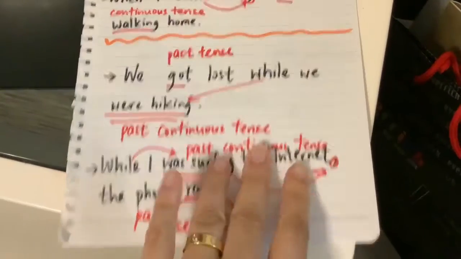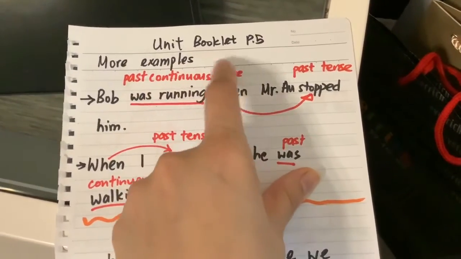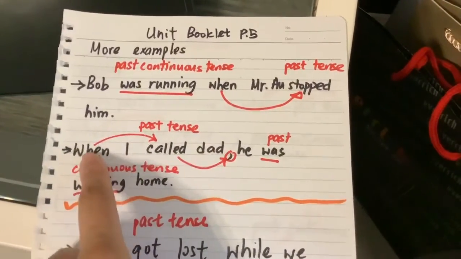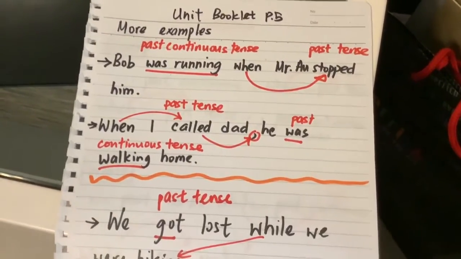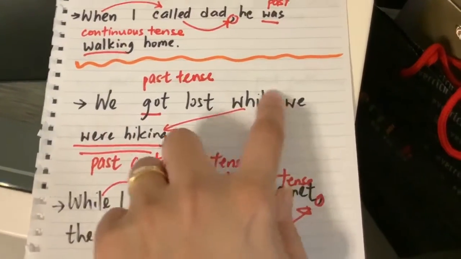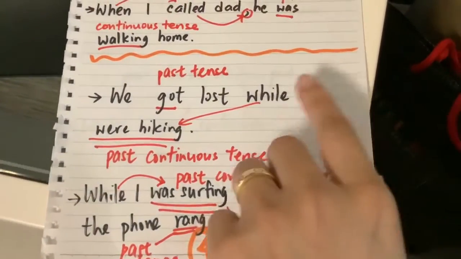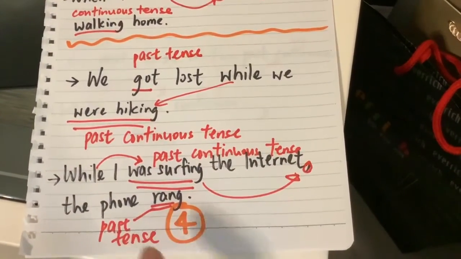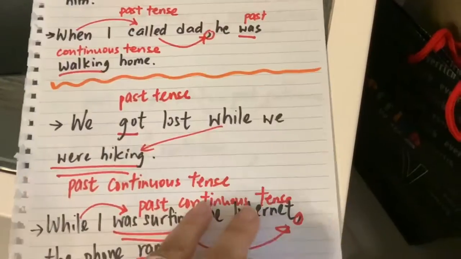Okay? So let's look again. This one, if you use when, before when will be past continuous tense, after when will be past tense. And if you put the when in the beginning, it will be when, past tense, comma, past continuous tense. So pause it if you don't understand and ask me, okay? Next one. We got lost. So before while you use past tense and after while you use past continuous tense. If you put the while in the beginning, make sure after while is past continuous tense, comma, and then past tense, full stop.